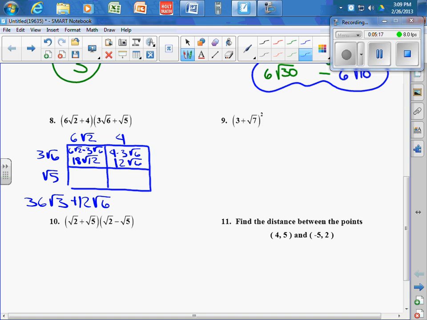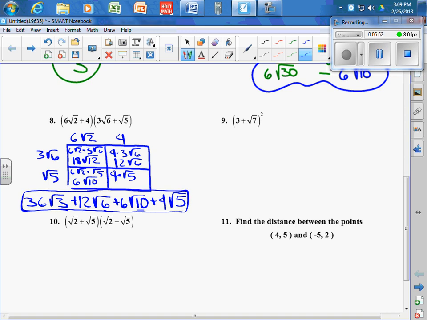Then I'm going to be taking 6 radical 2 times radical 5. 6 stays on the outside. Radical 2 times radical 5 is radical 10, plus 6 radical 10. And then I'm going to be taking 4 times radical 5, and I'm just getting 4 radical 5. Now at this point we would want to add like terms, but I only have a radical 3, radical 6, radical 10, and radical 5. None of those can be combined. They're all simplified, so my final answer is simply these 4 terms.